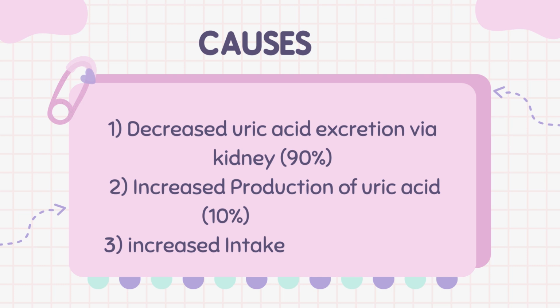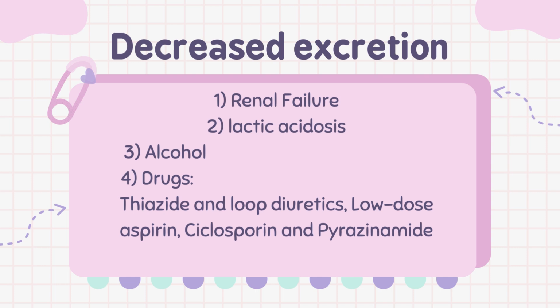The causes of gout and hyperuricemia include decreased uric acid excretion through kidneys, increased uric acid production and increased intake through foods. The causes of decreased uric acid excretion through kidneys include renal failure, lactic acidosis, alcohol consumption and drugs like thiazide and loop diuretics, low-dose aspirin, cyclosporine and pyrazinamide.